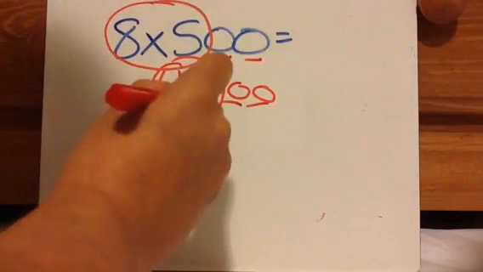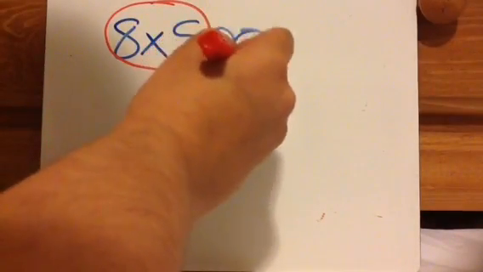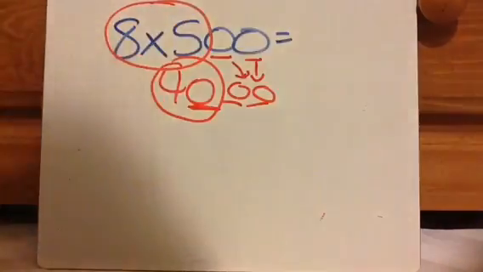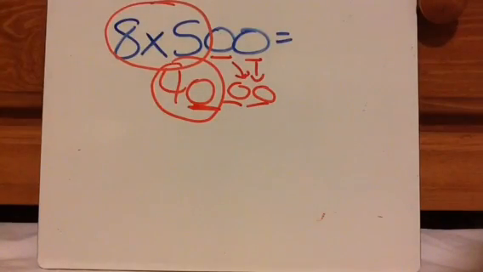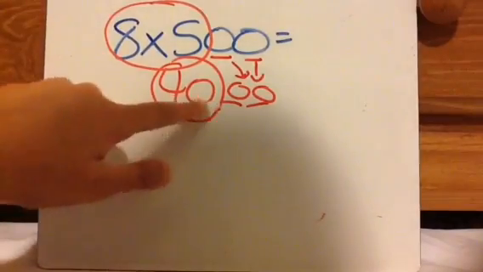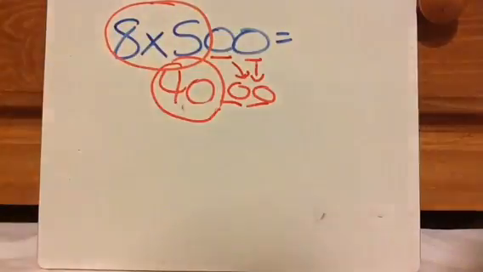8 times 5 is 40. So that 0 has, I guess, every right to be there. And then these 2 zeros go here. So just be careful. Sometimes what I do is write 40 and then underline the 2 zeros and put the 2 zeros there.